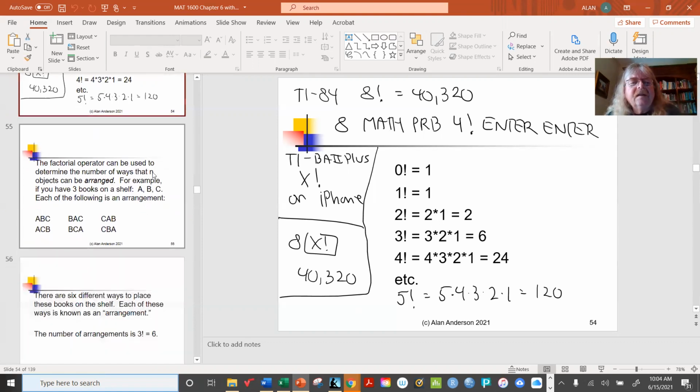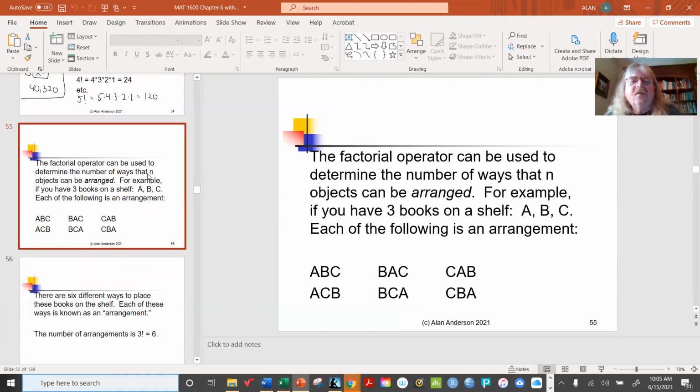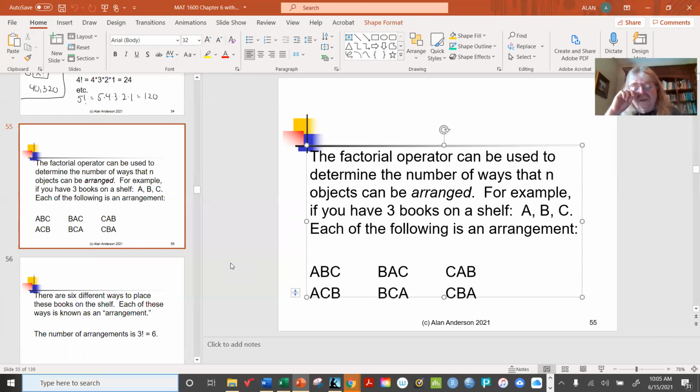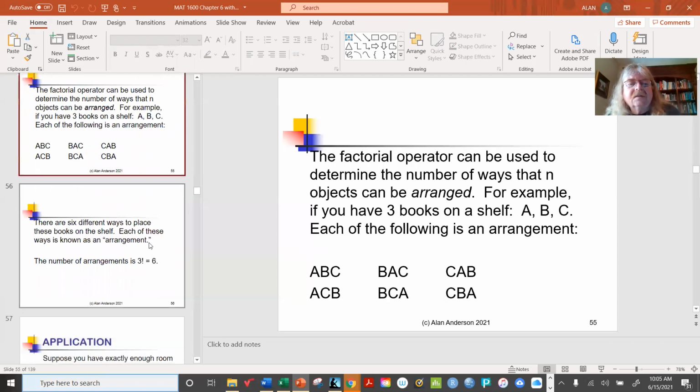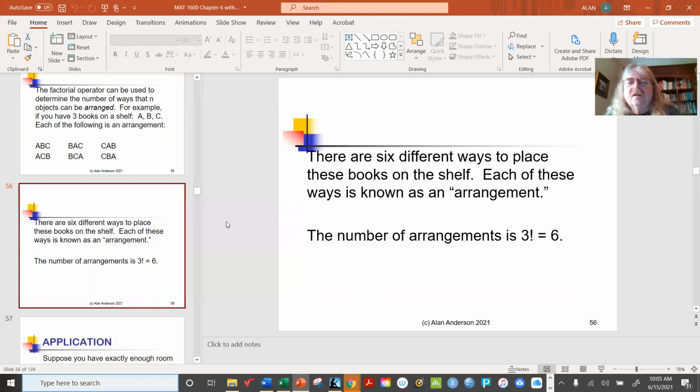Now, we also saw that factorial can be used to describe the number of ways that n objects can be arranged. All right, so we had a quick, simple first example. We have 3 books. We want to know how many ways to arrange them. We can either write them all out, or else we can use 3 factorial to calculate the number of ways we can arrange these books. Okay, so in other words, no matter how many objects you have, the number of ways of arranging them is equal to n factorial.